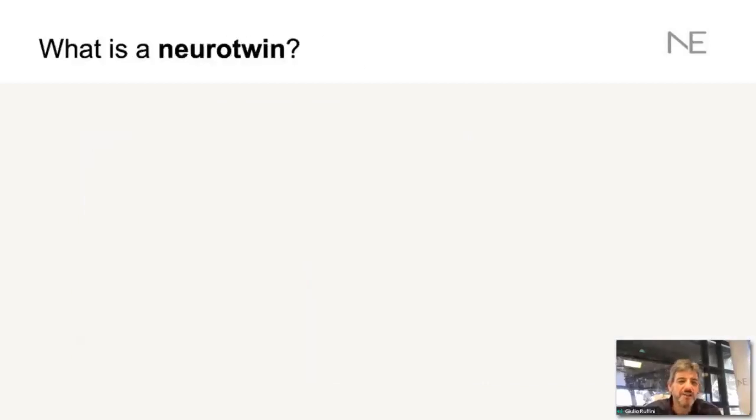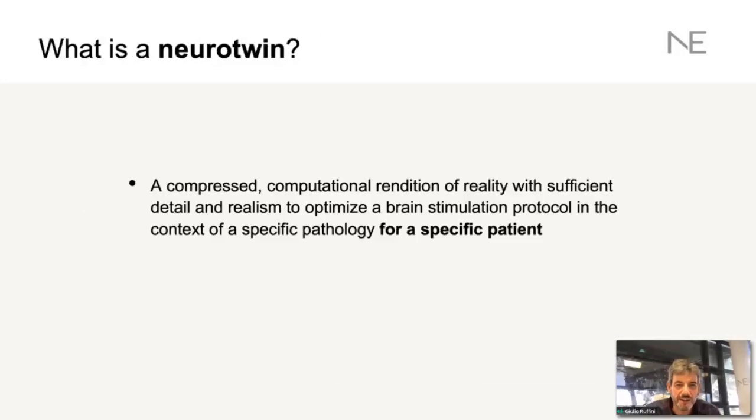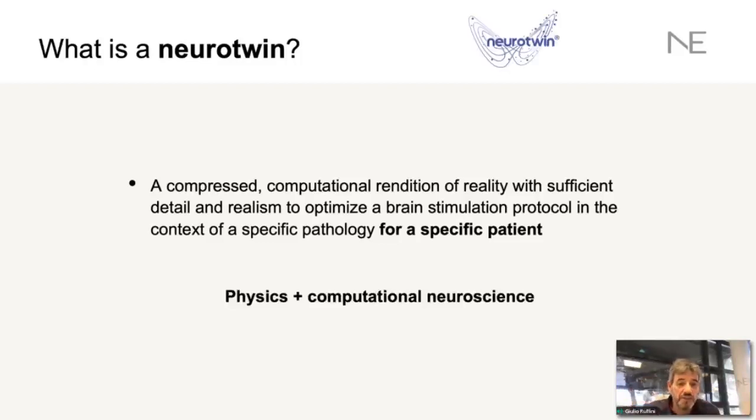I'm going to be talking about neurotwins. So let me tell you what a neurotwin is in the context of my talk. It's a compressed computational rendition of reality with sufficient detail and realism to optimize a brain stimulation protocol in the context of a specific pathology for a specific patient. So this means bringing together the physics of brain stimulation with computational neuroscience.